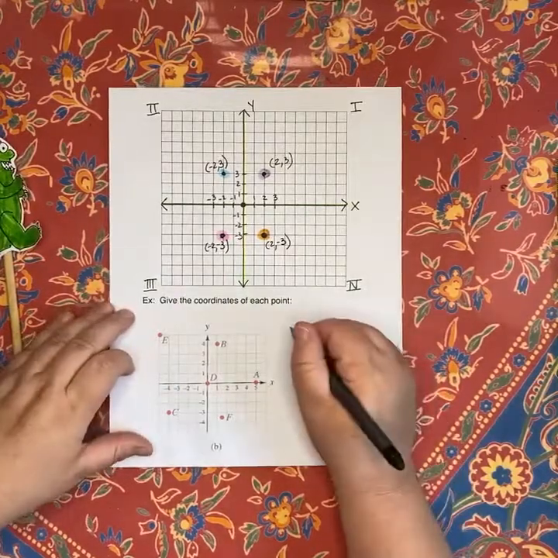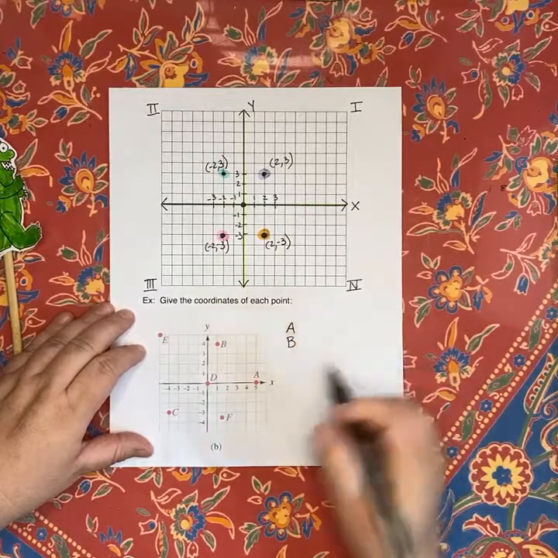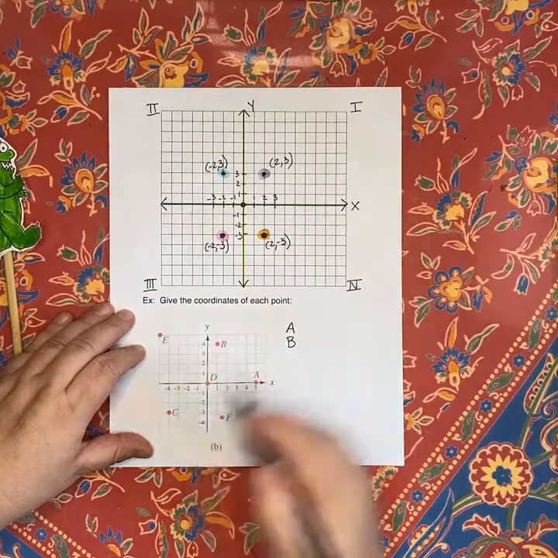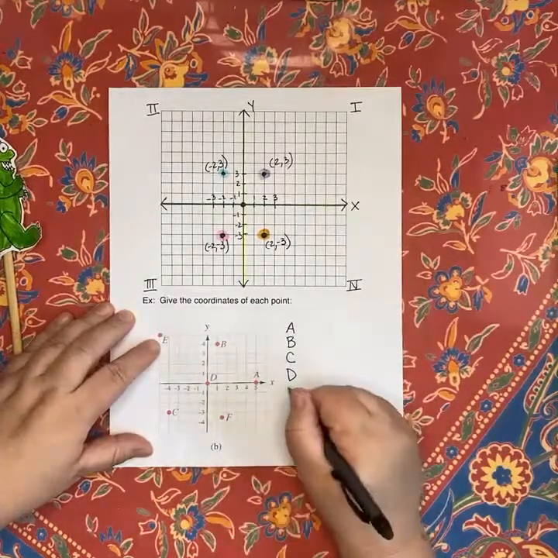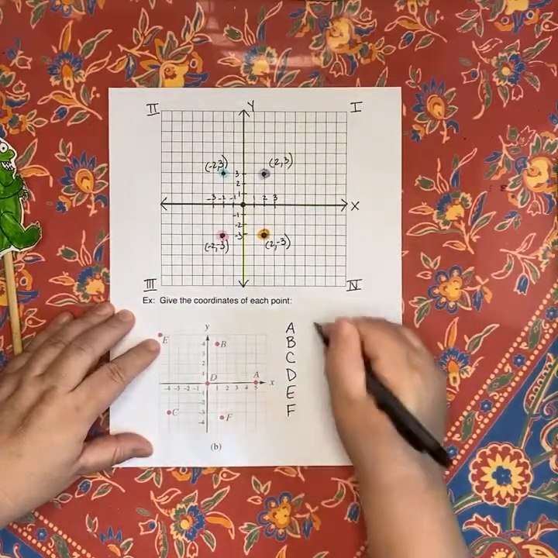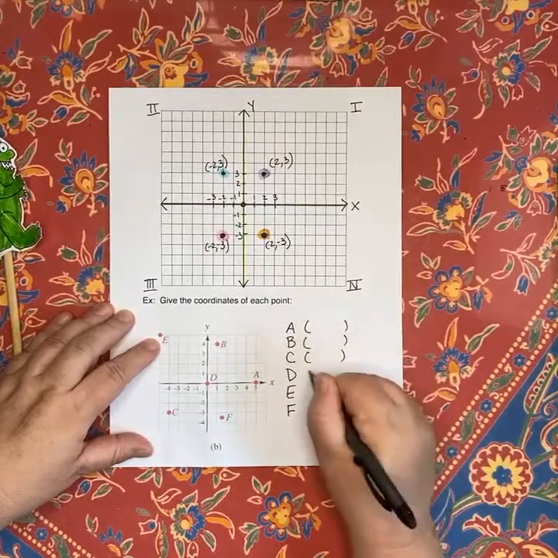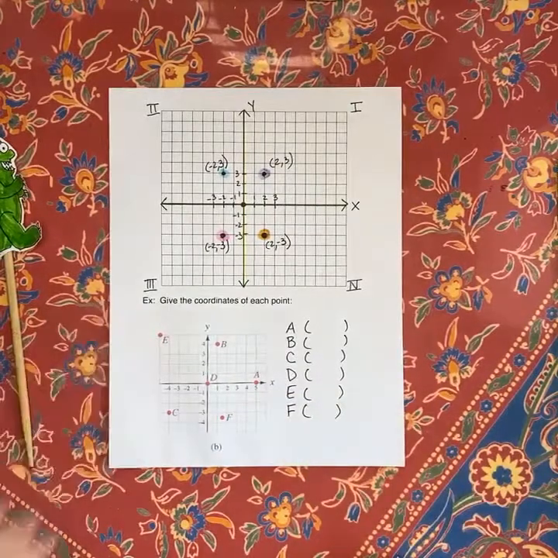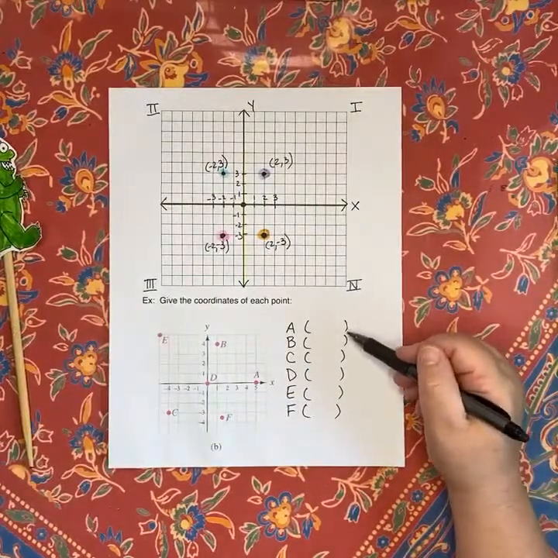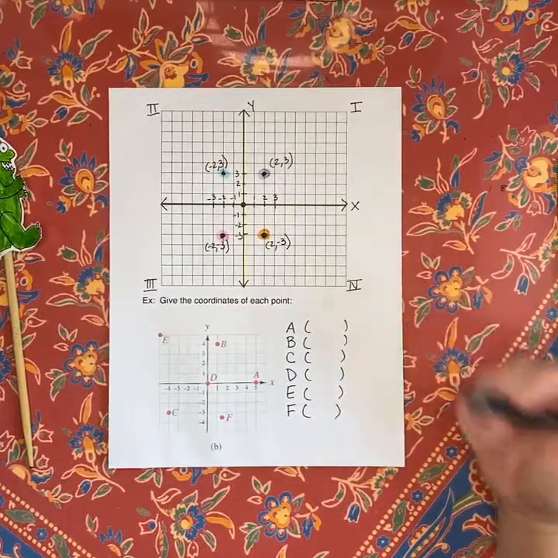We're going to go ahead and I'm going to give you the coordinates of each of these points. We've got A, B, C, D, E, and F, and I'm going to write in the parentheses for each of these. Now, if I were you, I'd be looking at this going, how are we going to know these are points and not something else, like an interval? And the answer is context.